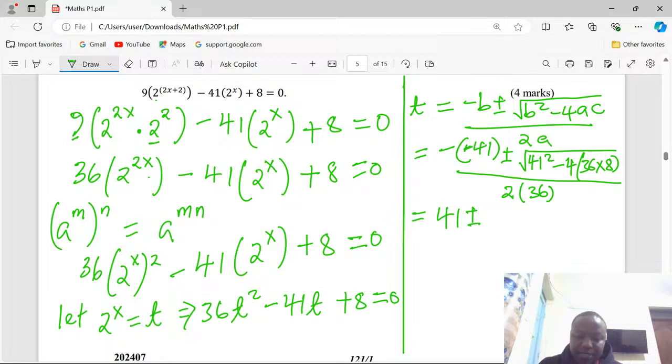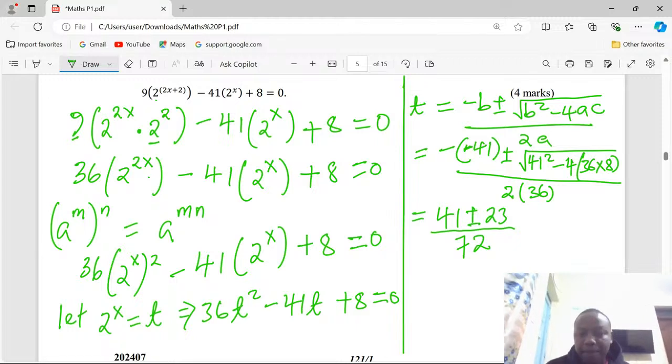41 squared minus 4 multiplied by 36 multiplied by 8. This is giving us 529. So the square root of 529 is exactly 23. Now we will divide this by 72.